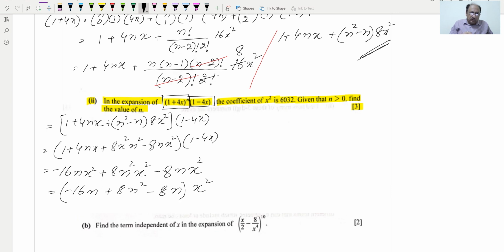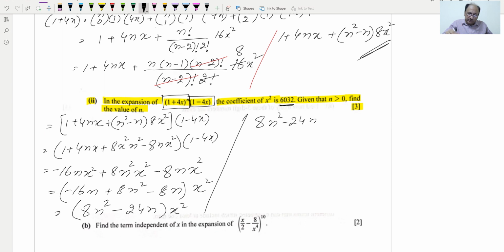Now we can simplify this inner portion. So it will be 8n square minus 24n, in brackets, times x square, and we know that the coefficient of x square is 6032. So we can write 8n square minus 24n is equal to 6032. And now we can form the quadratic equation.